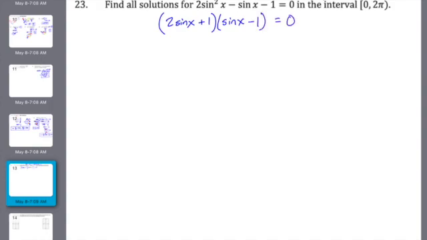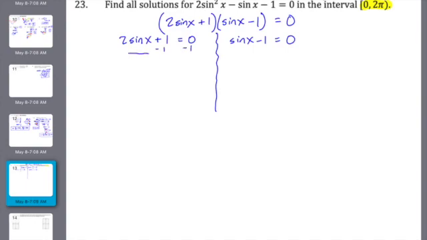And then once you have that factored, you can just split this up into two parts. So we're going to say 2 sine x plus 1 equals 0 and solve that. And sine x minus 1 equals 0 and solve that. Now this one is just asking for the solutions on the interval, so we just have to find the solutions that are physically on the unit circle. So we don't have to think about adding k pi or 2k pi or anything here.